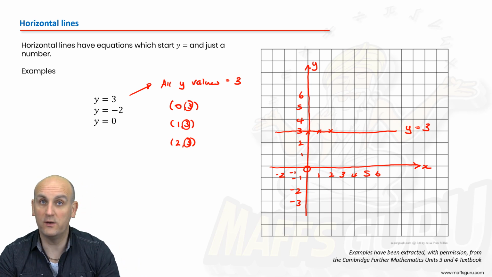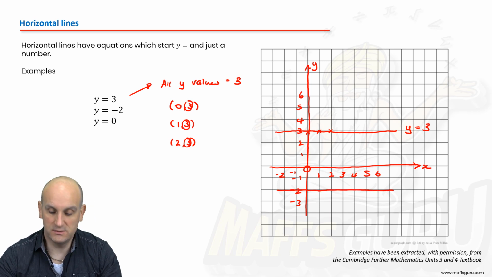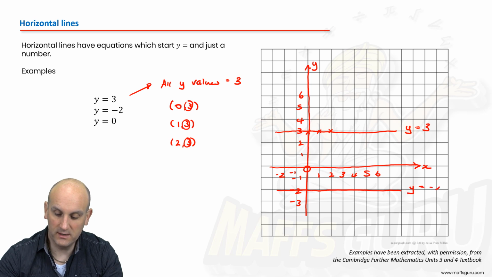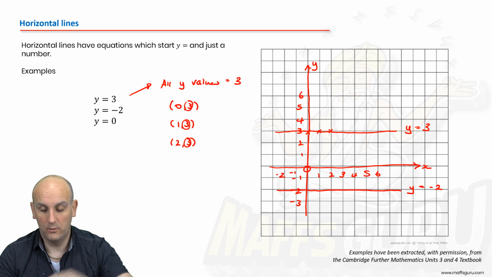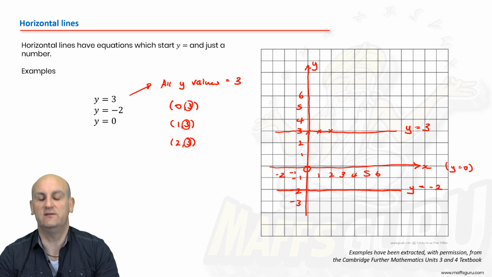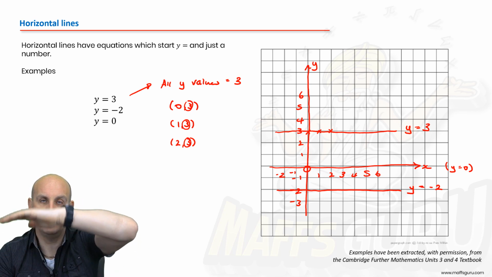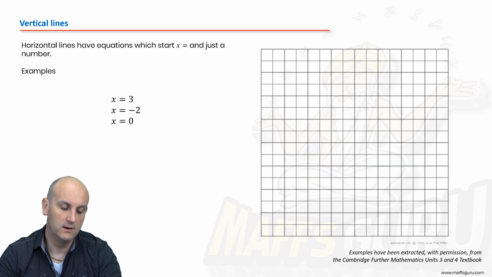So where do you think the line y equals minus 2 is? Spot on. Horizontal line through the value of minus 2. So there's y equals minus 2. And what about the line y equals 0? Well, again, actually, funnily enough, that's just a trick, because that is the x-axis. So I'm not going to draw a line through there because I've already got a line through there. So y equals 3, y equals minus 2, y equals 0 are horizontal lines.